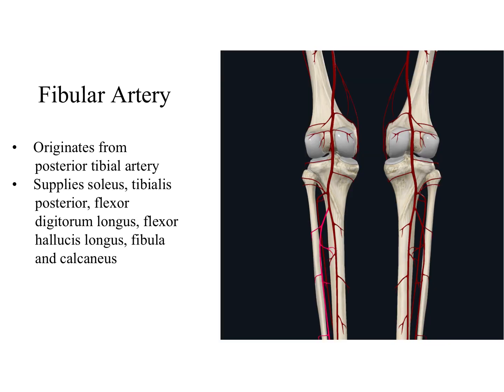One branch of that posterior tibial artery is the fibular artery, which we see right here. So there's the fibular artery, and this is the posterior tibial artery. The fibular artery supplies the soleus, the tibialis posterior, the flexor digitorum longus, and the flexor hallucis longus, as well as the fibula and the calcaneus.